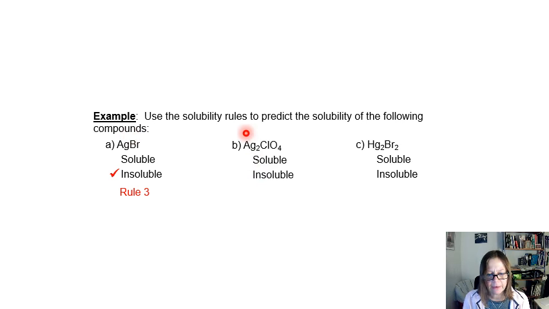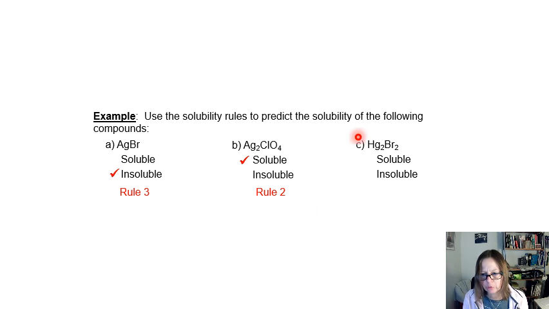Silver perchlorate. I look at my table. All nitrates, acetates, chlorates, and perchlorate salts are soluble. That is rule number 2. This is silver perchlorate. There is no exception noted in rule number 2. Therefore, it is soluble.